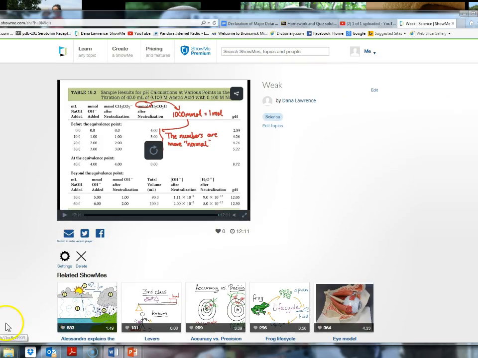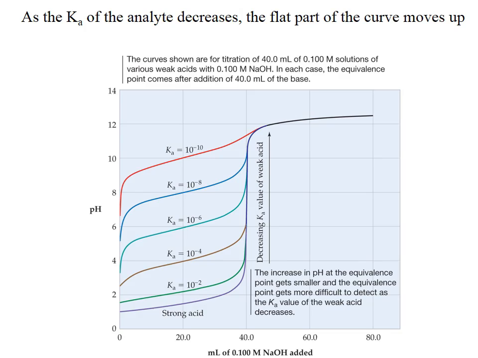You guys should get used to millimoles anyway, because if you're going to be a biology major, you're going to use them a lot. So this is another picture that compares titration curves of different analytes that have different strengths. So here it says as the Ka of the analyte decreases. Now remember that if Ka is large, that's a stronger acid. As Ka goes down, that means the acid gets weaker, then the flat part of the curve moves up, right? So you can see that where it flattens out, that part just moves up and up and up. And the vertical transition range, where it goes sort of straight up, gets shorter and shorter and shorter.